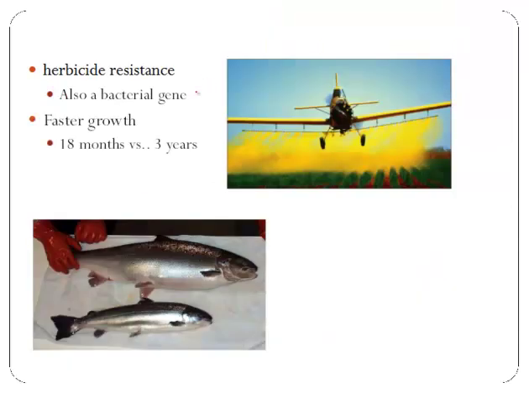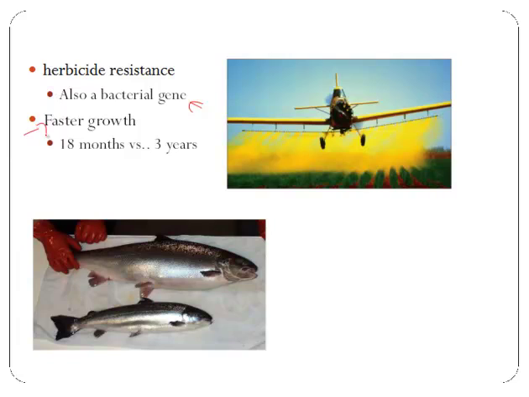Another benefit, we could add herbicide resistance. So that way we can spray for weeds over our crops and not kill the actual crop, because weeds would use up nutrients and kind of compete with our crops. So that way we're able to grow more crops without worrying about the weeds. That's also a bacterial gene that's transferred in there so that our crops are resistant to herbicide. We can also make them grow faster.